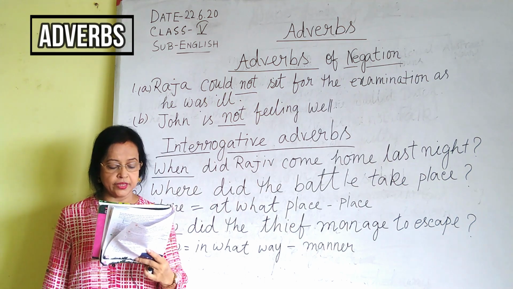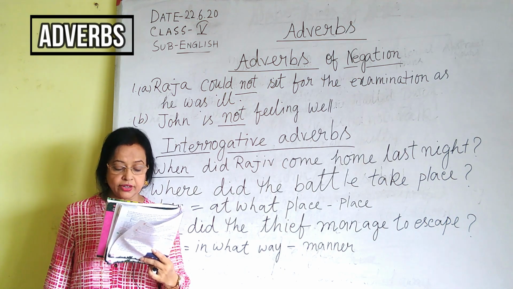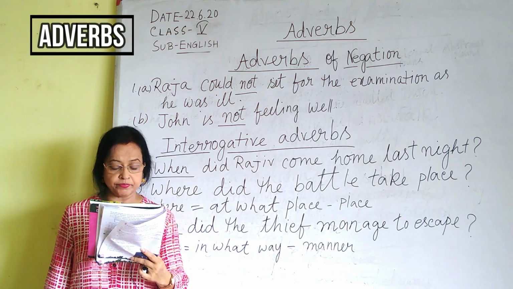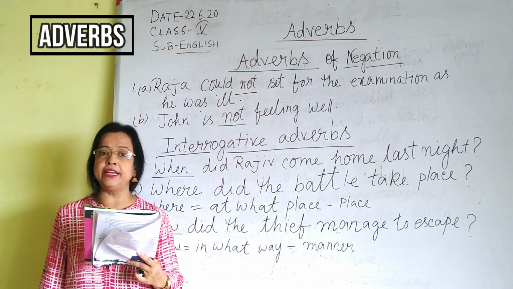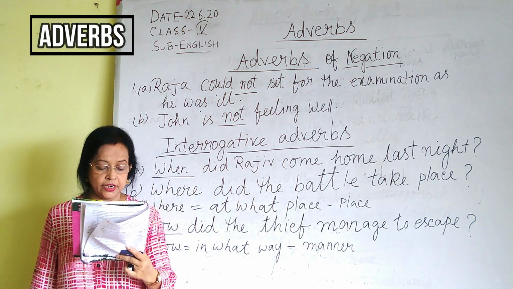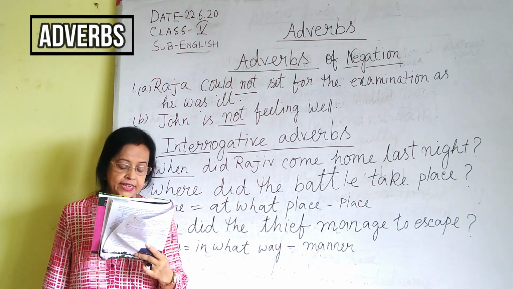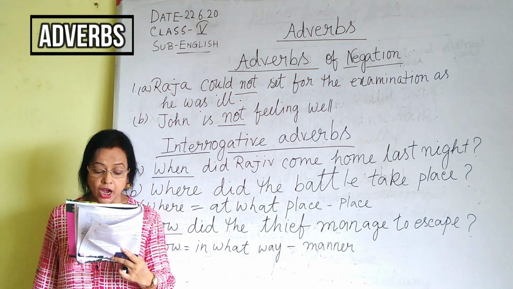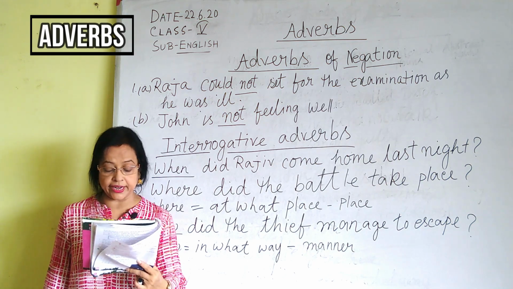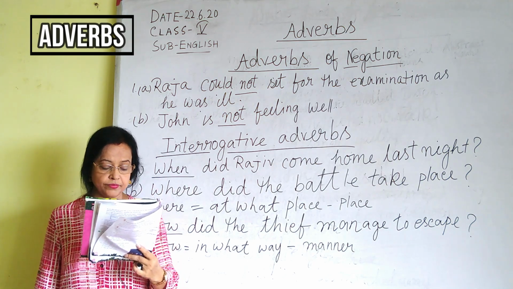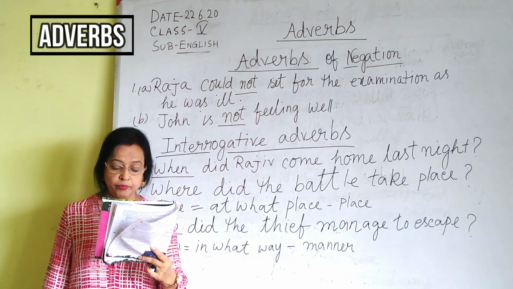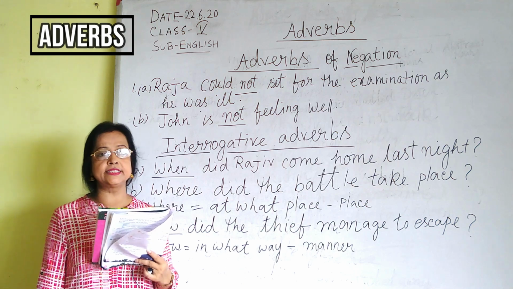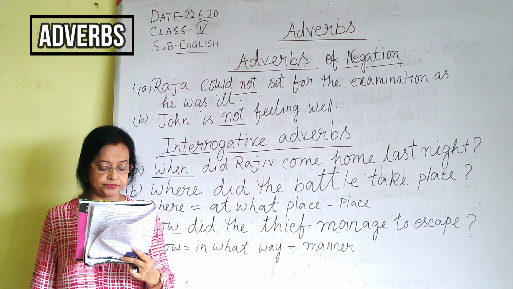Number 8. Dash, did Akbar shift his capital from Delhi? Here, when is the answer. Number 9. Dash high is Mount Everest? How high is Mount Everest? Number 10. When can you meet and go for a swim? Here, when is the interrogative adverb.